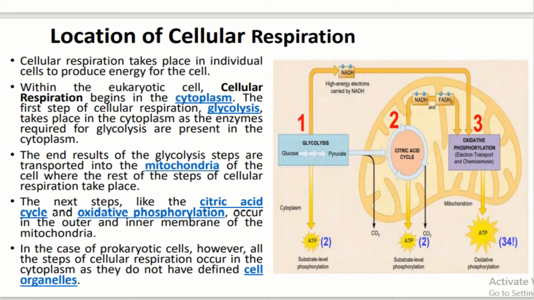The three steps of cellular respiration are: number 1, glycolysis, where glucose will change into pyruvate, then the citric acid cycle, and oxidative phosphorylation is the third step.